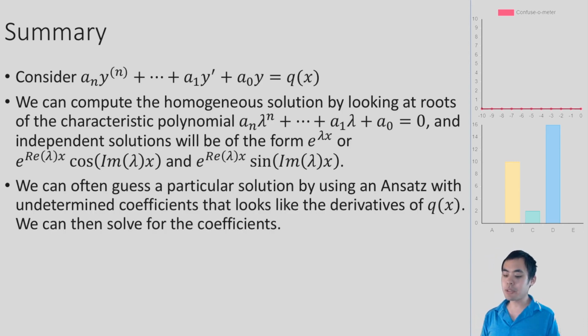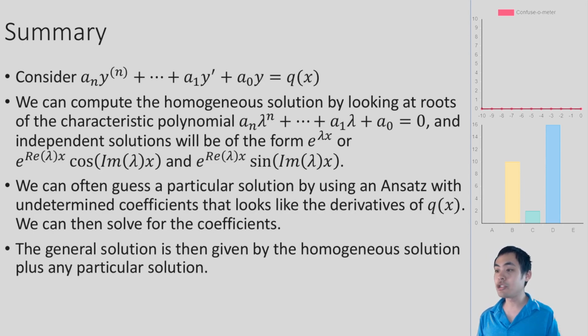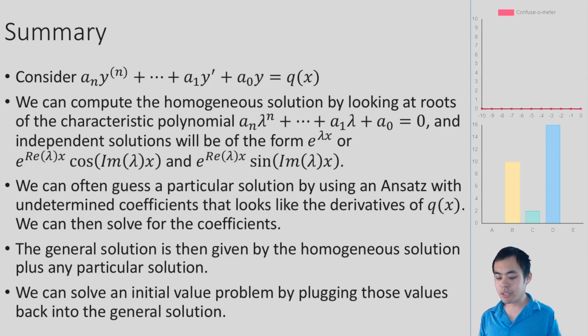You can often guess a particular solution by using an ansatz with undetermined coefficients that looks like the derivatives of q of x, and then you solve for the coefficients. And the general solution is then given by the homogeneous solution plus any particular solution. And you can solve an initial value problem by plugging those values all back in. And this was a lot, so we will be going over this a little bit again on Friday.